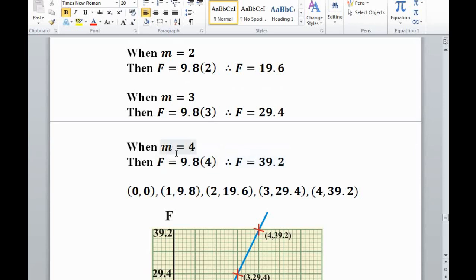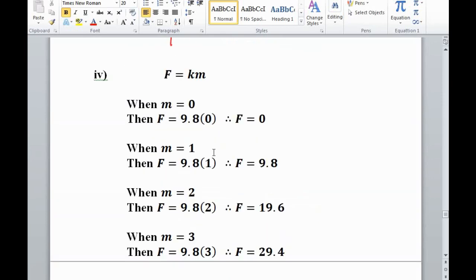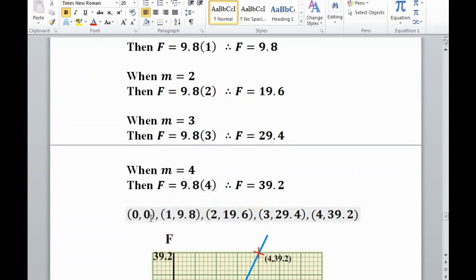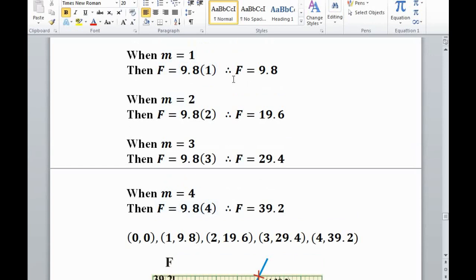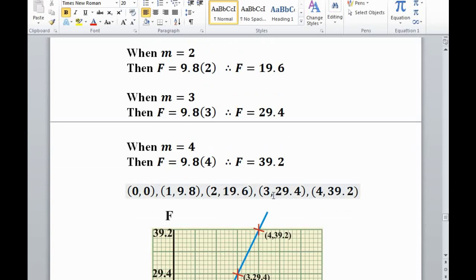Another value of M, if M equals 4, then the required force F is 9.8 multiplied by 4 equals 39.2. So now let's write these values as ordered pairs. When M equals 0, force equals 0, so the first ordered pair is 0, 0. When M equals 1, the required force F equals 9.8, so the second ordered pair is 1 and 9.8. The third ordered pair is 2 and 19.6. The fourth ordered pair is 3 and 29.4, and the fifth ordered pair is 4 and 39.2.